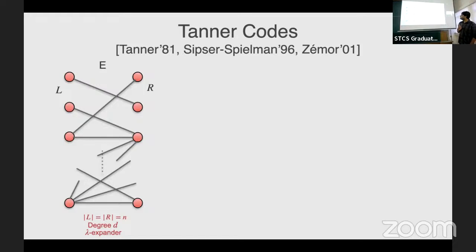It's something called Tanner code. So Tanner code is defined using sparse expander graphs. So let's say we have a bipartite expander graph with n vertices on both sides, and the degree is d on both sides. Code words will look like 0, 1 assignments to edges. So each edge gets a 0 or 1 label.